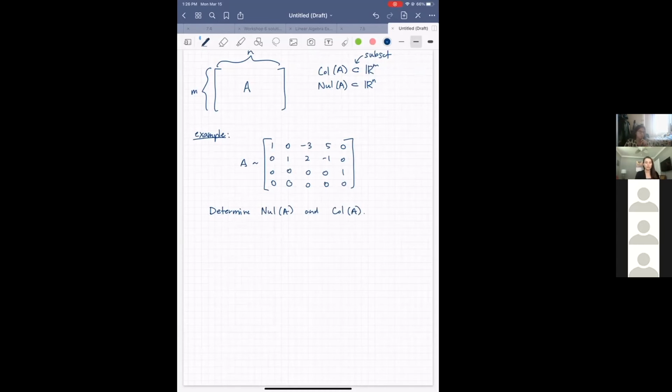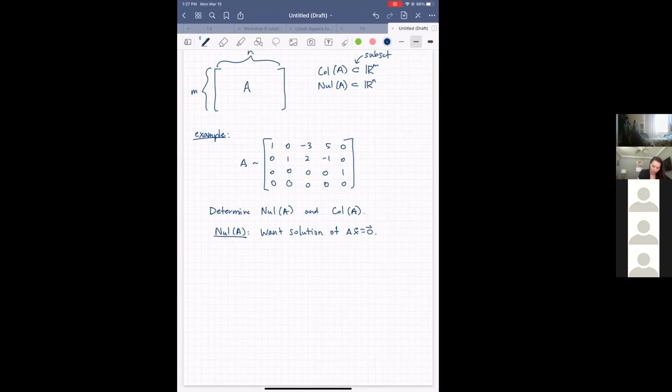Okay, so let's start with the null space. So we want to find all solutions of the homogeneous equation, and this is already row reduced, so we have some practice doing this. We're working on the null space of A right now. We want solutions of AX equals 0, and we can just use the fact that this is already row reduced.